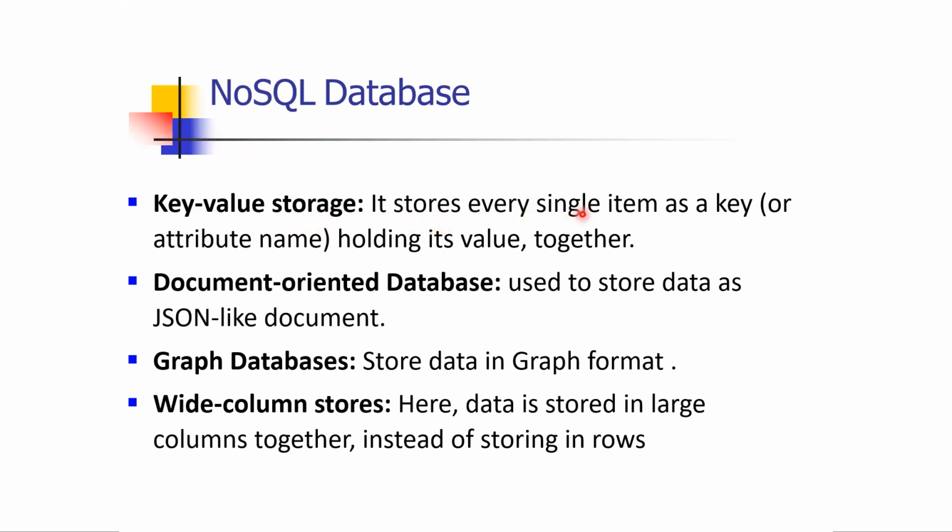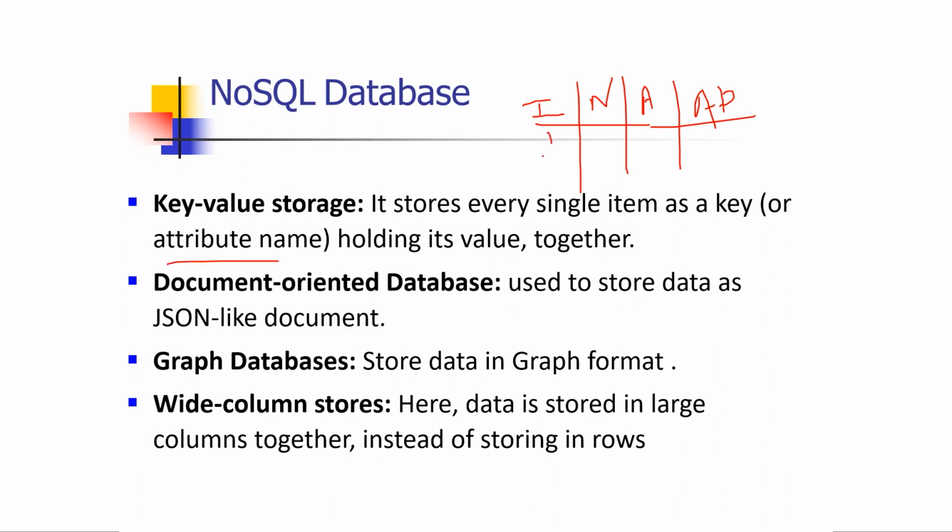It stores the single item as a key. Key is an attribute name holding its value together. Like for example, we want to create a table of student. And we have created the table like ID, name, age, address. So these all are columns. The student ID, student name, age, address. These are the attributes.